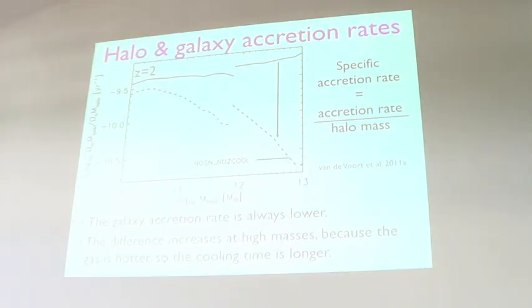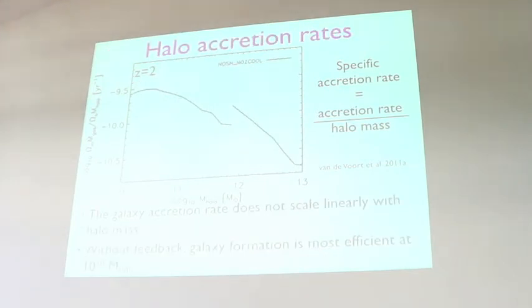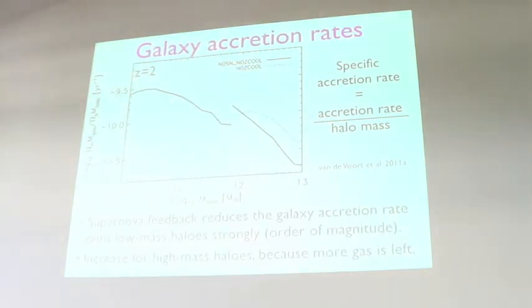So I can do that now. The title is wrong, this is the galaxy accretion rate. And you can see that actually the mass at which galaxies are most efficient at forming stars is at very low masses, at 10^10 solar masses. But if I add feedback, it looks very different. So this is only supernova feedback. It reduces the gas accretion rate onto galaxies at low halo masses by a factor of 10.